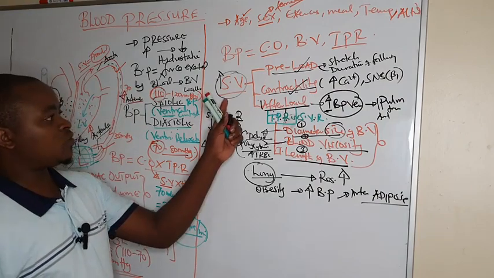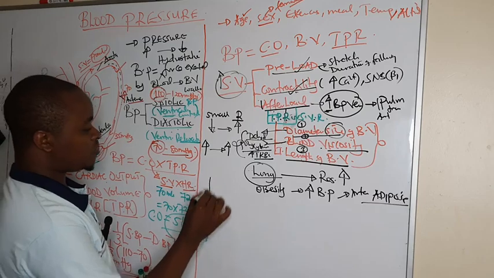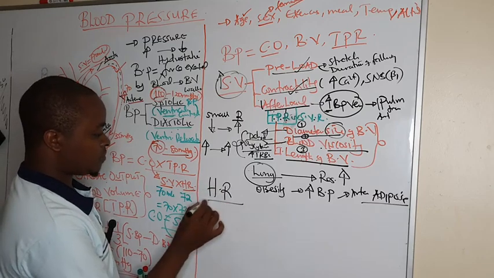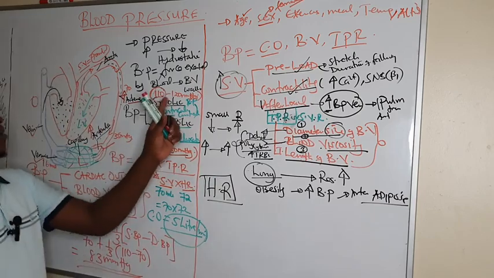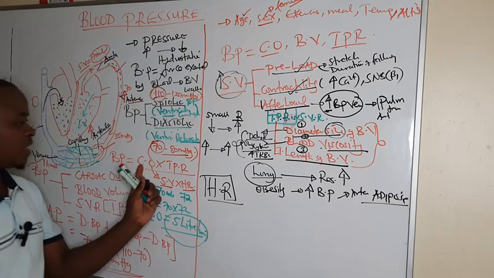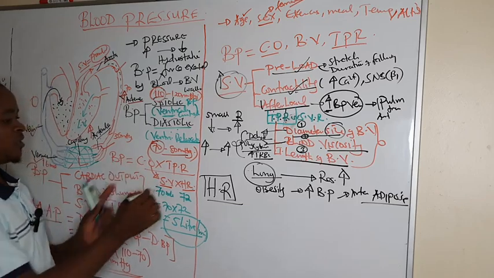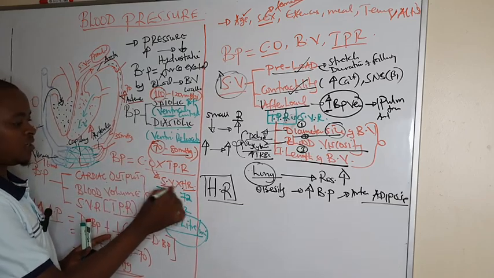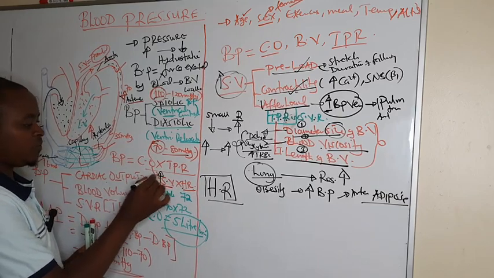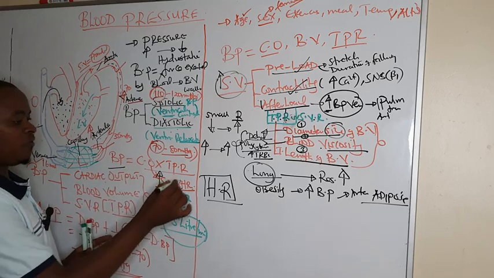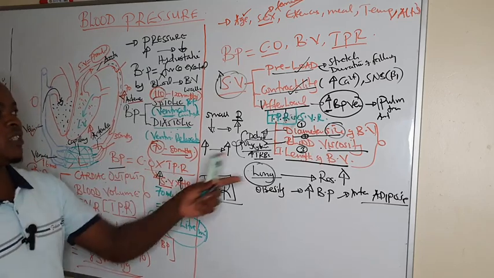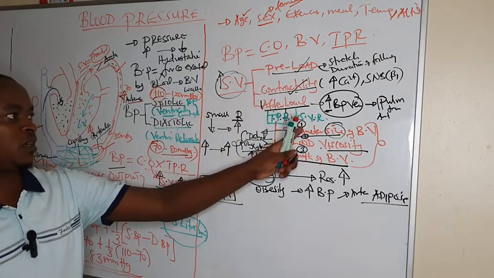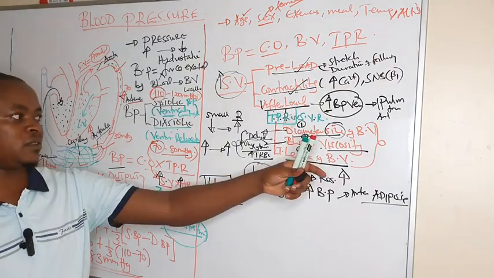After discussing the stroke volume, there is another concept of heart rate. Because we say the blood pressure is equal to cardiac output, whereby cardiac output is stroke volume times the heart rate. So if I increase the stroke volume, I can easily increase pressure. If I increase the heart rate, I can also increase pressure. So we have seen factors that can increase pressure or reduce pressure when modulated.